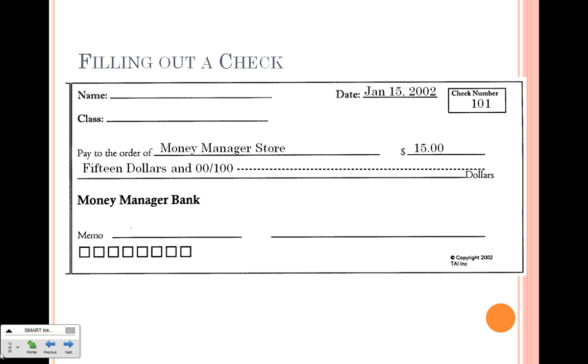The memo line is where we can write what the check is for, so that when we go back and look at it later, we know why we wrote a check to the Money Manager store. So in this case, we're purchasing a gift. And then we're going to sign our name on the line. Signing our name on the line says we're authorizing them to take this money out of our account.